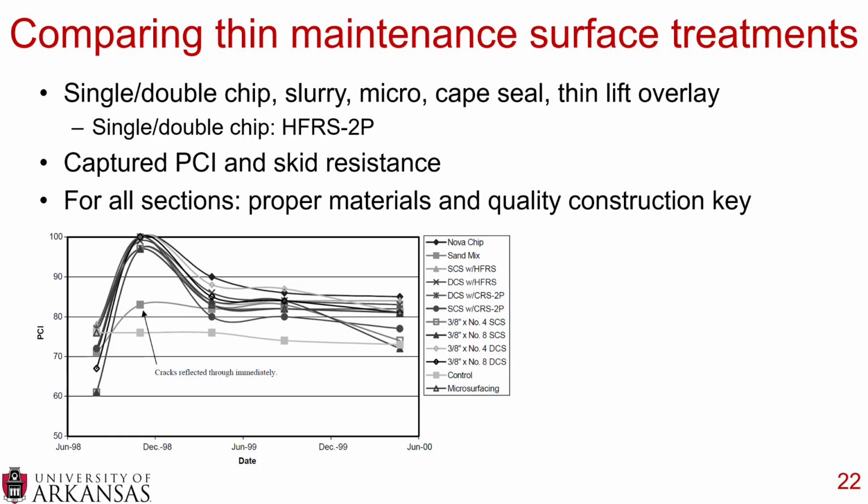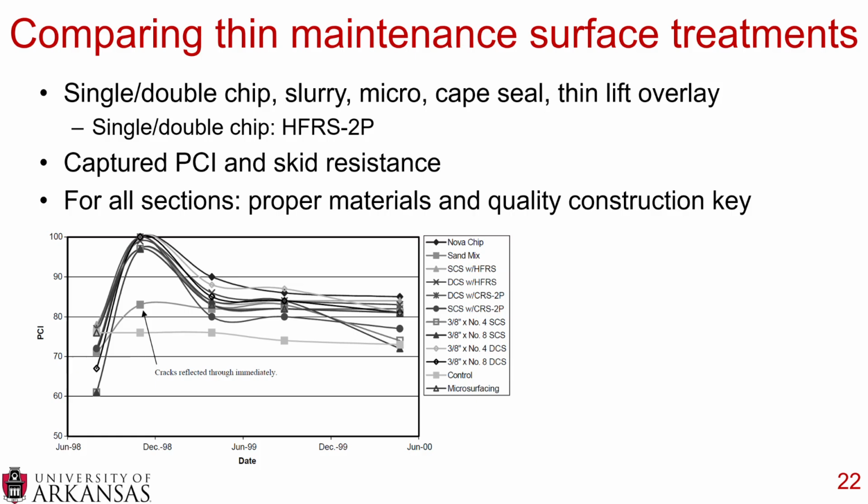This paper explicitly said for all sections, proper material and quality construction is key. And I hear a lot of people rolling their eyes, a lot of people's heads are falling on the table because they're falling asleep, because people hear this time and time again. But it is important. There's a reason that it is said time and time again. And that is because if you do not have proper materials and you do not have proper construction, you will not have good performing pavement sections.